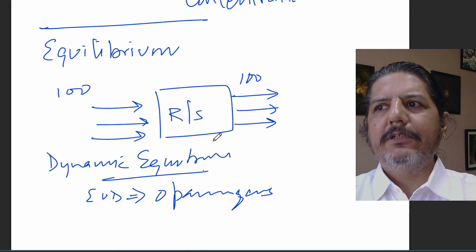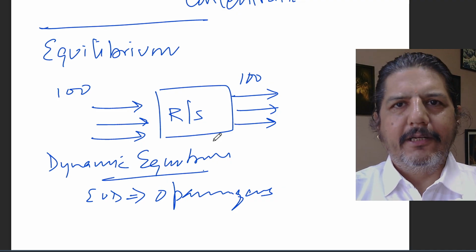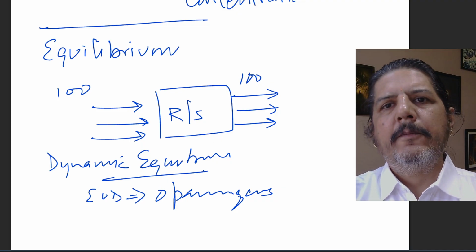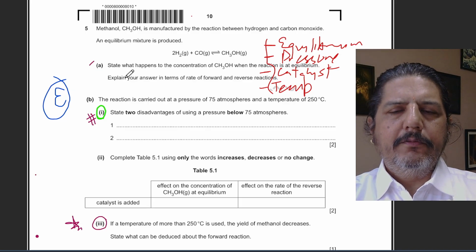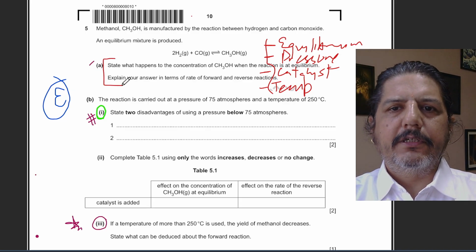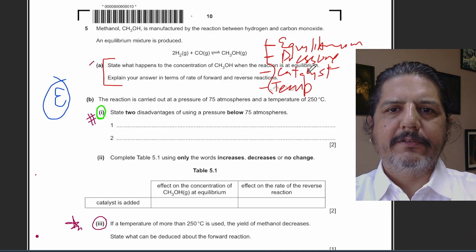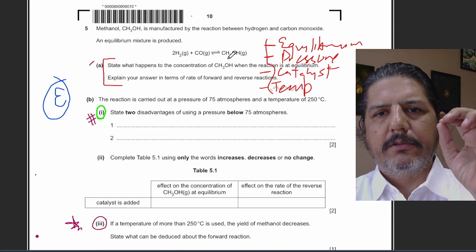So it is not as if you can assume that nothing is happening at the railway station. That is why I took this example. So it's a dynamic equilibrium. It is not static. So the first thing they are asking is: state what happens to the concentration of methanol when the reaction is at equilibrium. As I have told you, it remains the same.